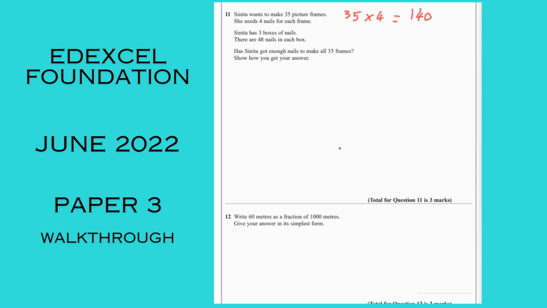140 nails. She has 3 boxes, 48 in each box, then multiplied. Has Sunita got enough nails? All right, we can now answer. If you want to be perfect, an extra bit of being watertight, there we go.